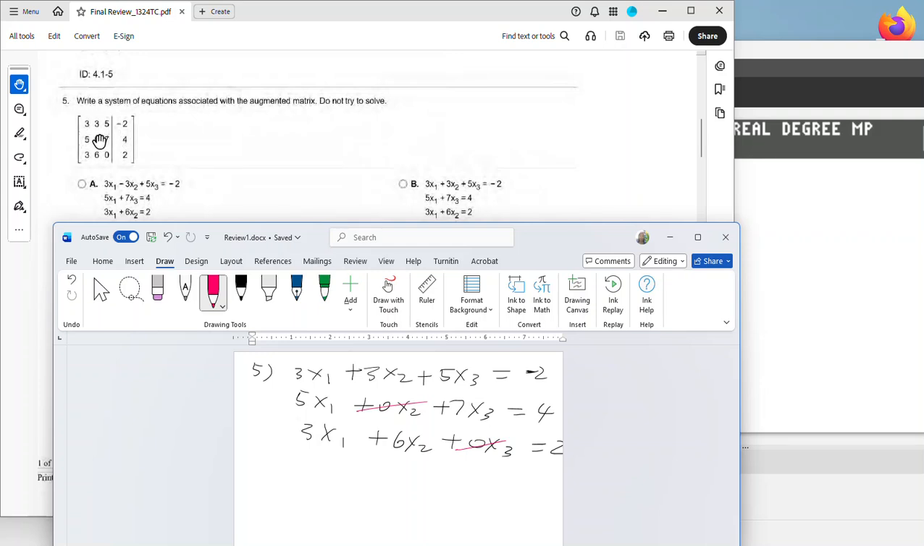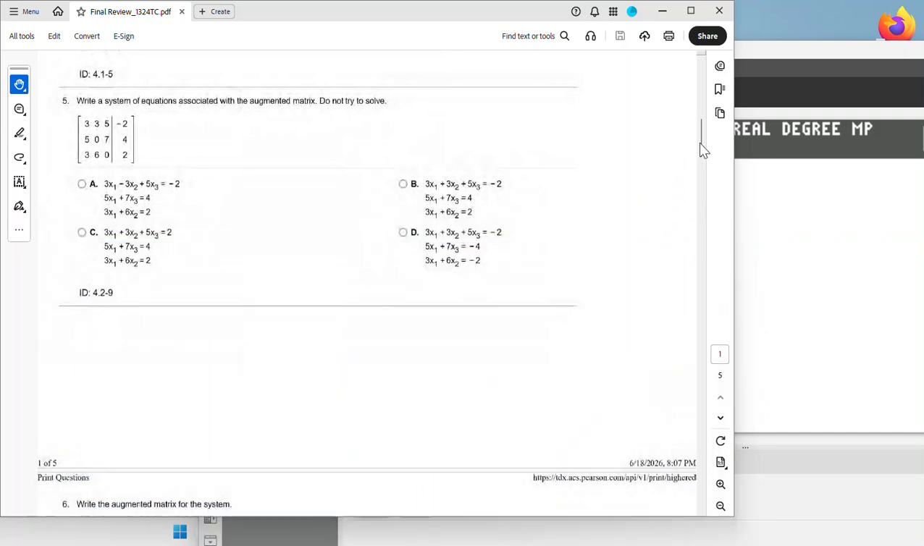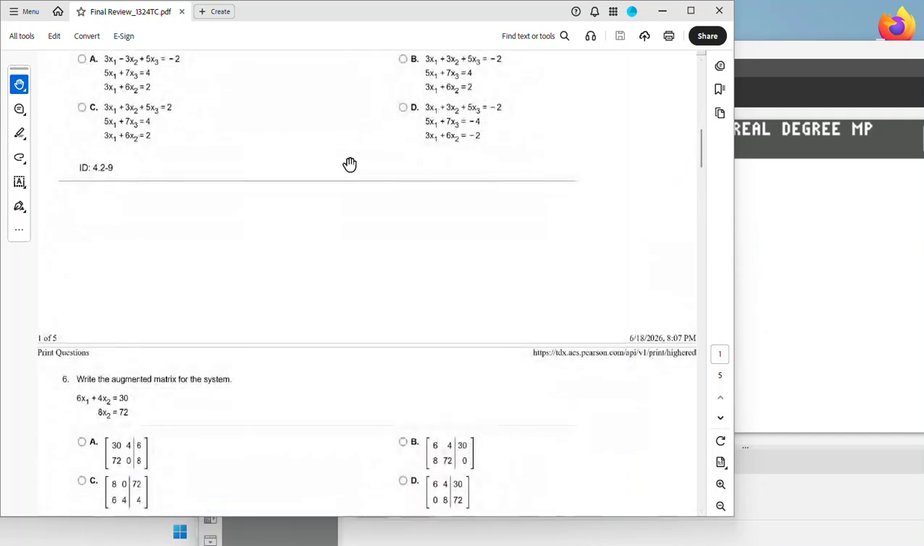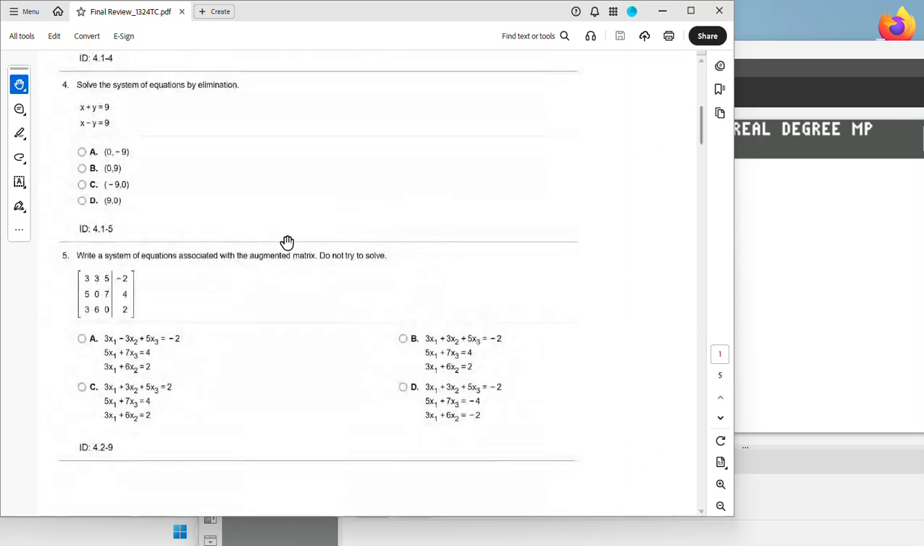So you can write down this equation as a matrix, okay? As long as you can convert this equation into the matrix, we can use the calculator to solve this one. But you need to know how to write down the matrix first. All right. So this one, as you do not solve, you just need to write down the equivalent equation.